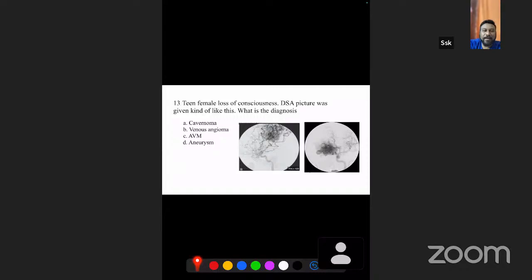A teen female presents with loss of consciousness and a DSA image like the one that is given here. So what is the diagnosis? So this is classically an AVM. You can see here the DSA is showing you the arterial phase and the blood going into the nidus, and then even the draining veins you can see. So this is classically an AVM. Majority of the questions were actually from the notes and from the videos that we have done. So it is actually a straightforward paper when you take neurosurgery assess.